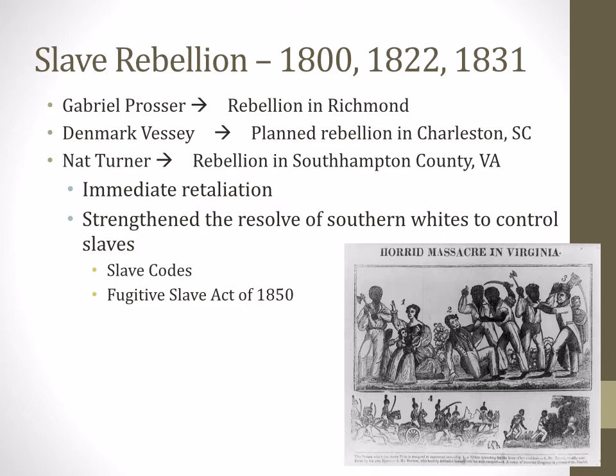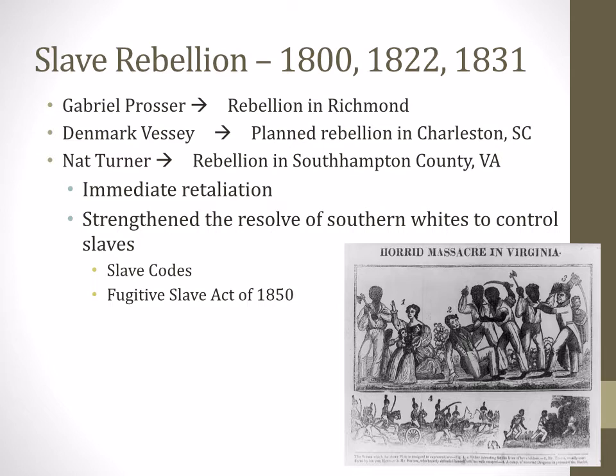So what the whites decided to do is they decided to just start attacking blacks. Free, slave, didn't matter. They ended up killing about 200 people, and most of them were innocent, had absolutely nothing to do with the slave revolt. It strengthened the resolve of Southern whites in order to control the slaves. So they did this through slave codes, stricter laws, slaves can't do certain things. So that led to a lot of issues.